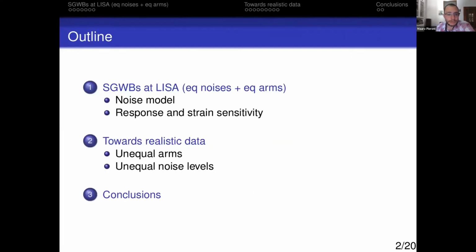So this is an outline of my talk. I will start by saying a few things about detection and characterization of stochastic backgrounds at LISA in general, in the simplest scenario, meaning equal arms and equal noise levels. I will tell you a few things about the noise model and the response function and how to compute the strain sensitivity. Then I will move on to more realistic things. I will allow first for unequal arms and then for unequal noise levels, and I will then move on to conclusions and future perspectives.